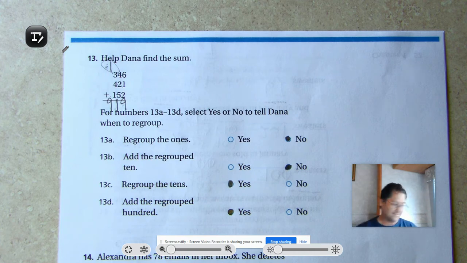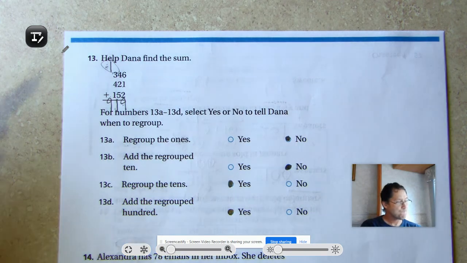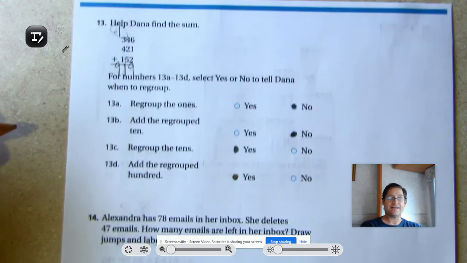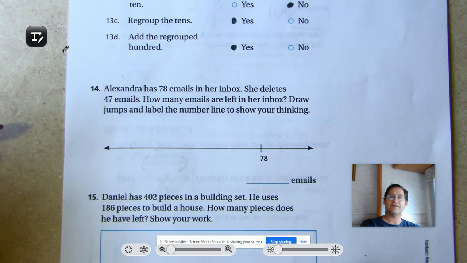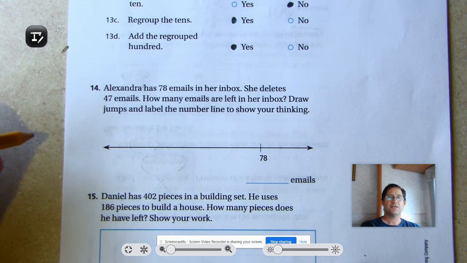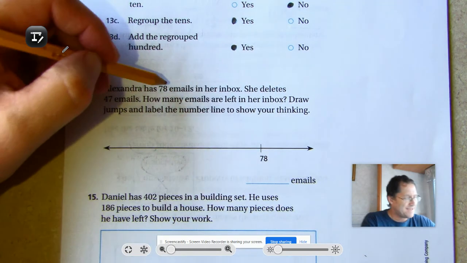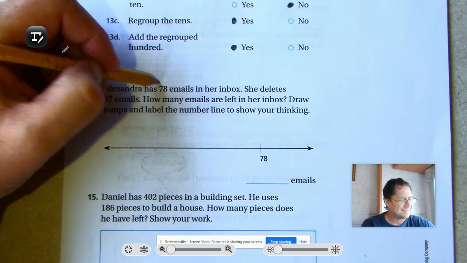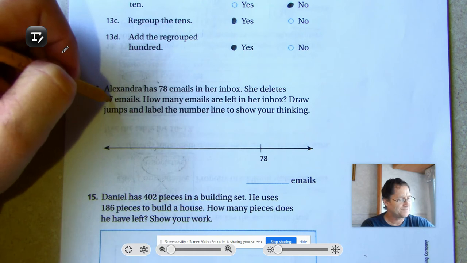Now, 14. Alexandra has 78 emails in her inbox. She deletes 47 emails. How many emails are left in her inbox? Draw jumps and label the number line to show your thinking. Well, 78 and she deleted 47.